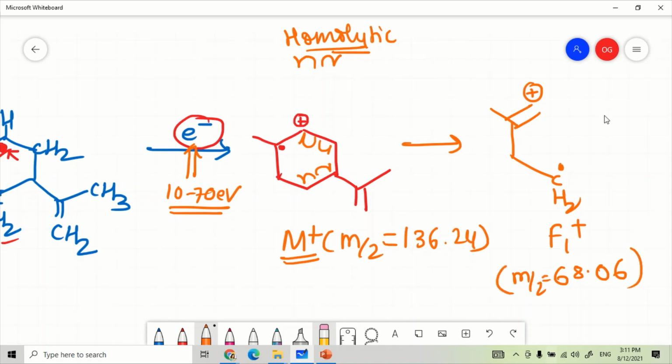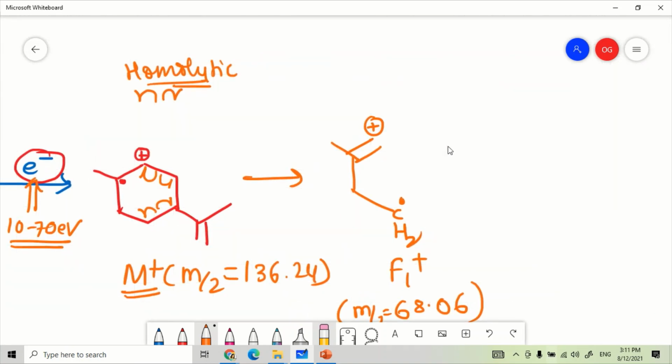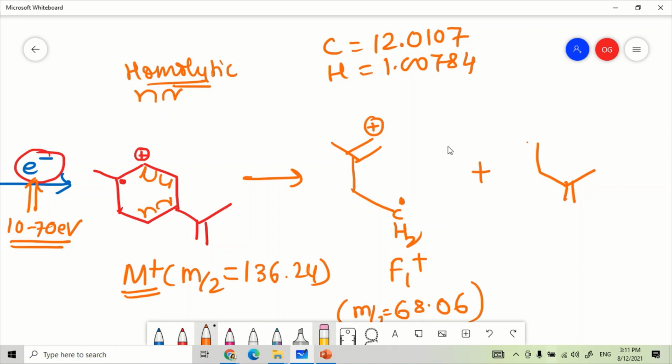I have got this after considering carbon as 12.0107 and hydrogen as 1.00784, so 4 digits after the point I have considered. The second part of this particular molecule is this, and since this part doesn't have any charge, it is the radical or the neutral molecule. After joining, this becomes the neutral molecule, and this neutral molecule is removed out of the instrument. It is not reaching the detector.